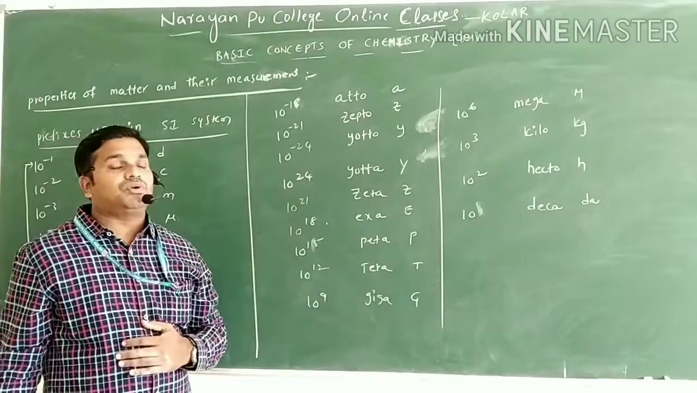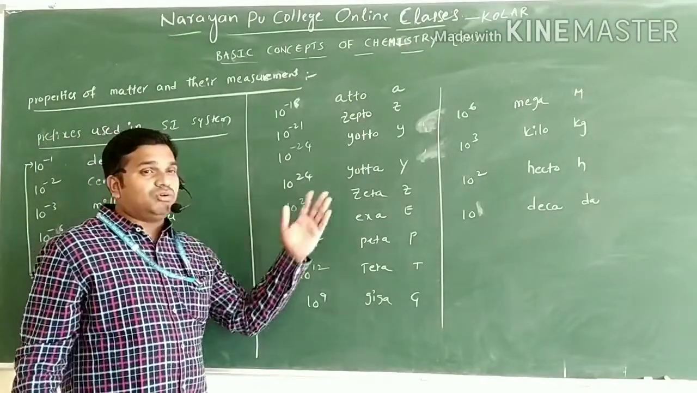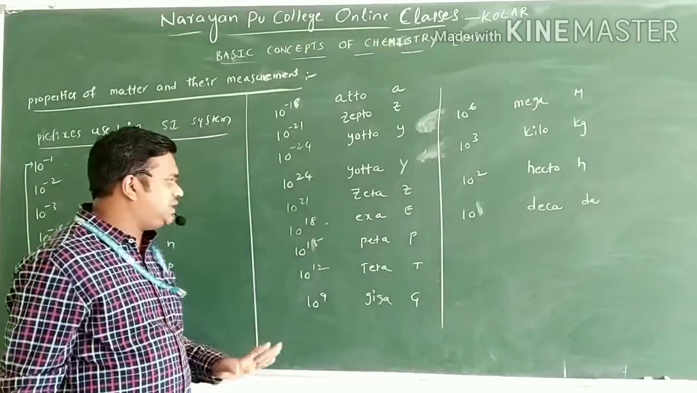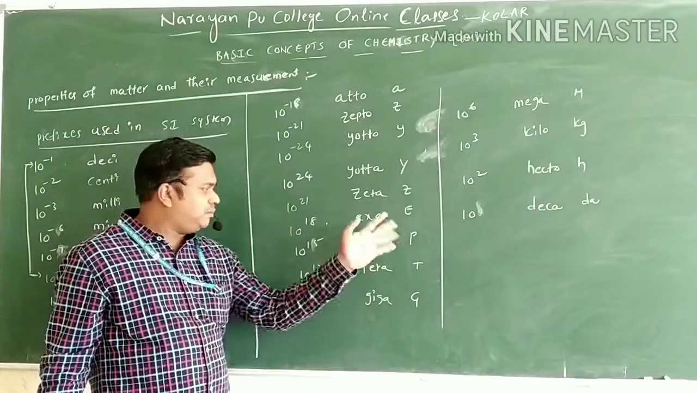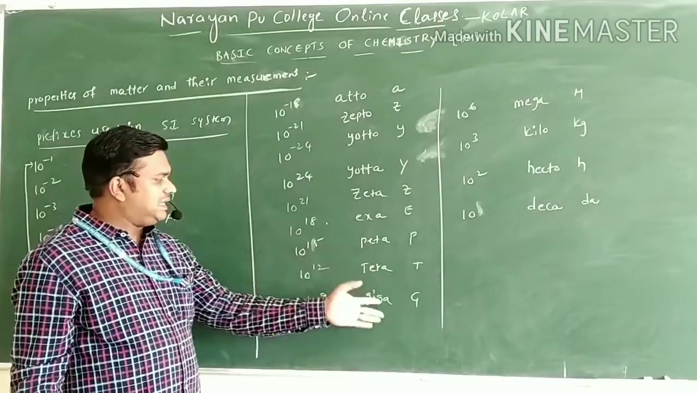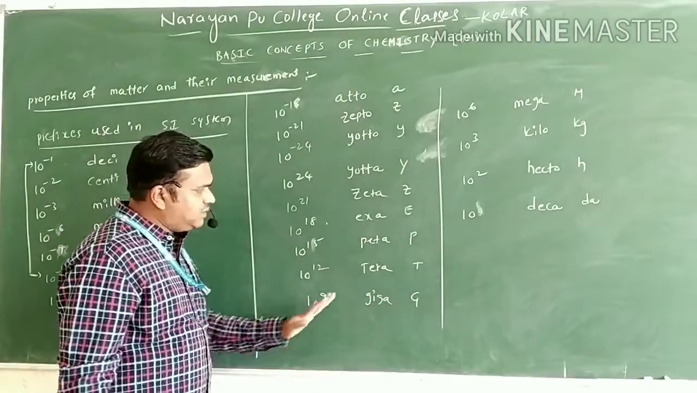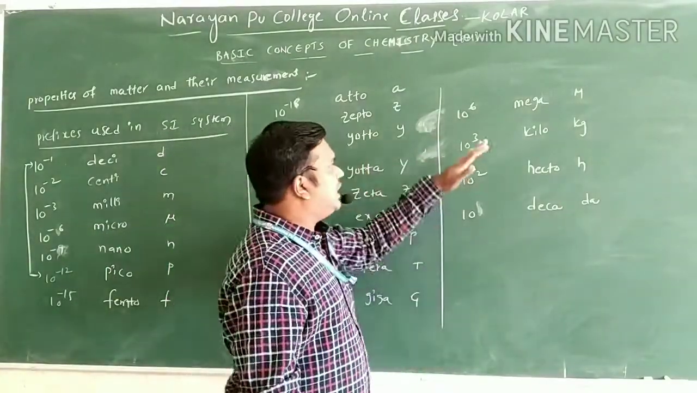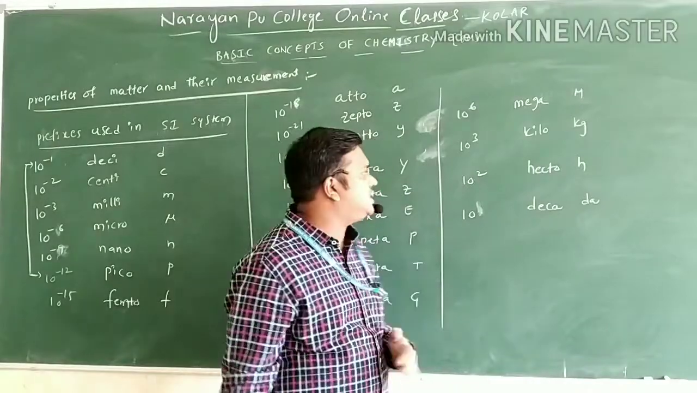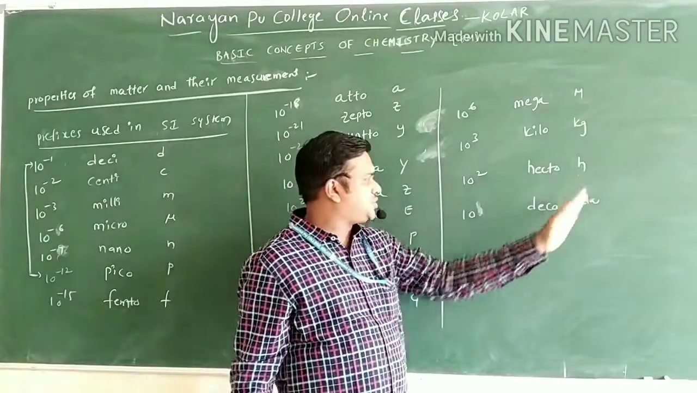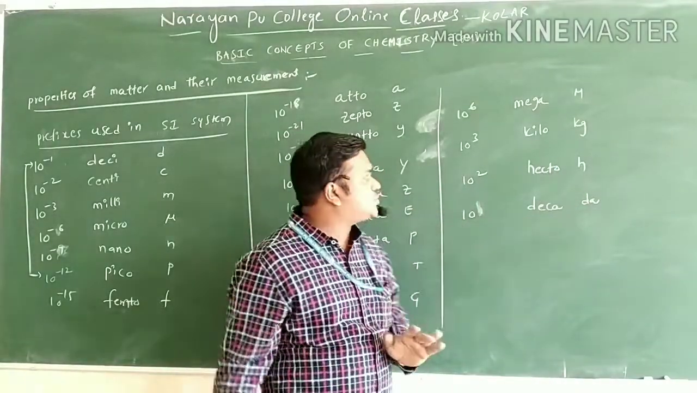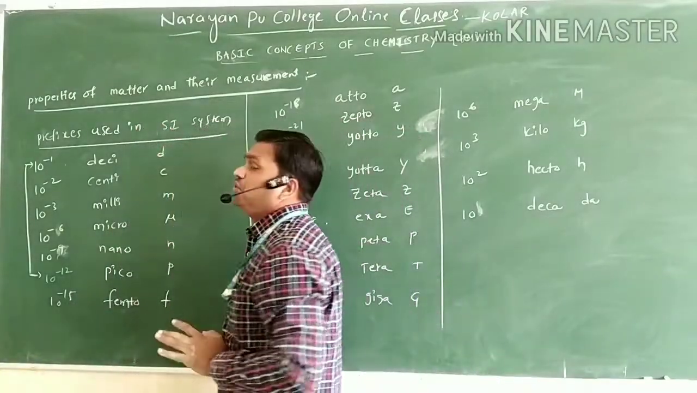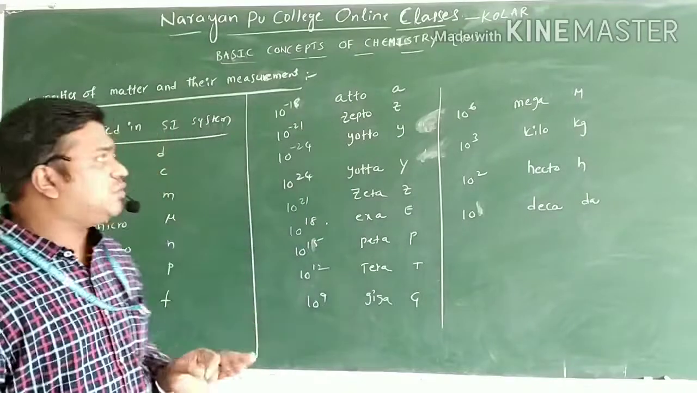10 power 24 yotta, Y. 10 power 21 zetta, Z. 10 power 18 exa, E. 10 power 15 peta, P. 10 power 12 tera, T. 10 power 9 giga, G. 10 power 6 mega, M. 10 cube kilo, k. 10 power 2 hecto, h. 10 deca, da. So these are the main prefixes used in the SI system of units.